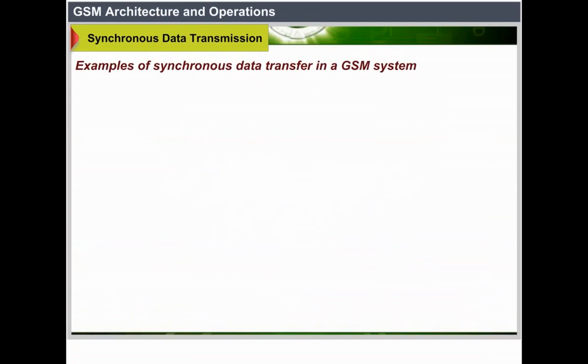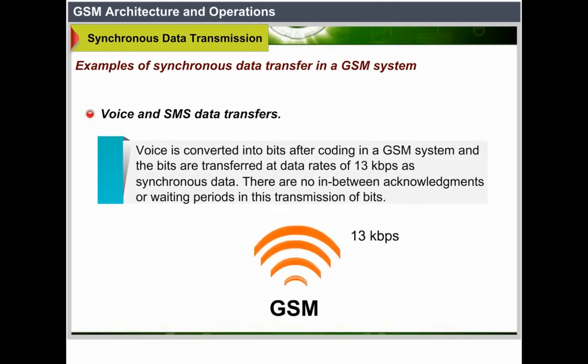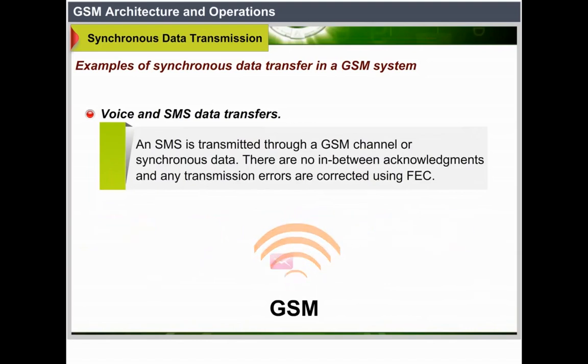Example of synchronous data transfer in a GSM system: voice and SMS data transfers. Voice is converted into bits after coding in a GSM system and the bits are transferred at data rates of 13 Kbps as synchronous data. There are no in-between acknowledgements or waiting periods in this transmission of bits. An SMS is transmitted through a GSM channel as synchronous data. There are no in-between acknowledgements and any transmission errors are corrected using FEC.